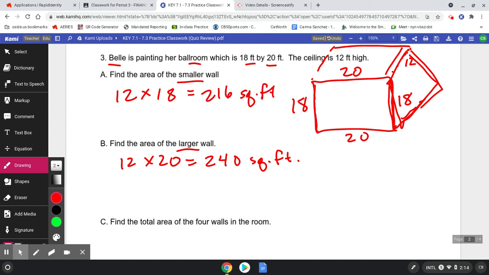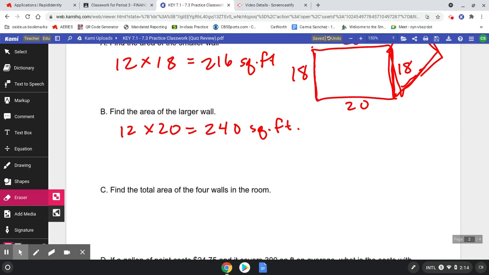And I'm always going to double check these. Let me do it one more time. 12 by 18. Yep. And 12 by 20. Yep. So those are the areas of the walls to start. But notice that now it's asking for the total area of all four walls in the room.